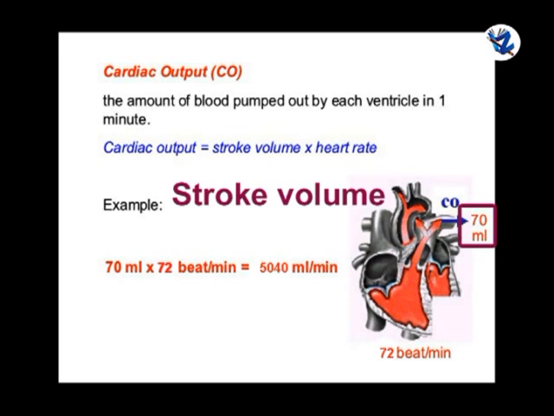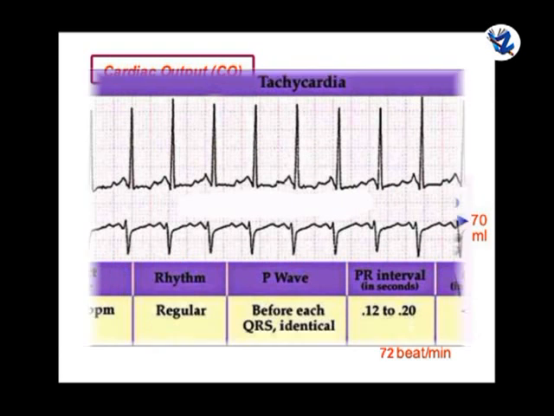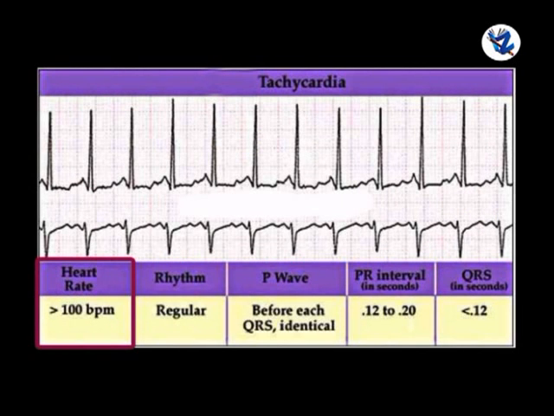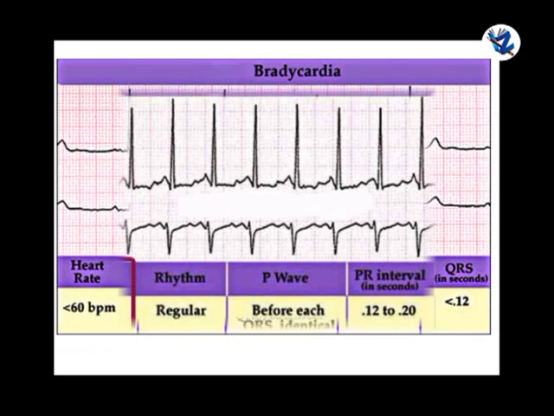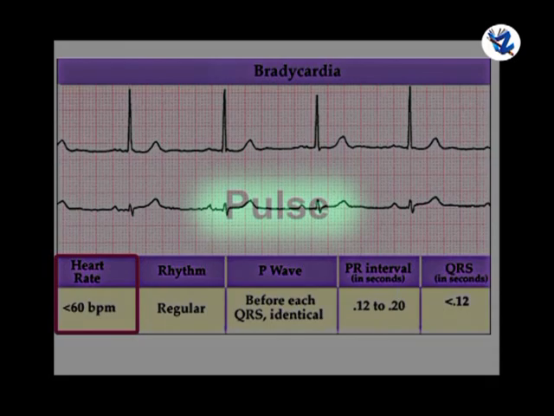This is stroke volume. It means the heart pumps about 72 multiplied by 70 ml, that is 5040 ml, or approximately 5 liters of blood per minute. It is cardiac output. Tachycardia means fast heart rate, usually more than 100 beats per minute, and bradycardia means slow heart rate, generally below 60 beats per minute.